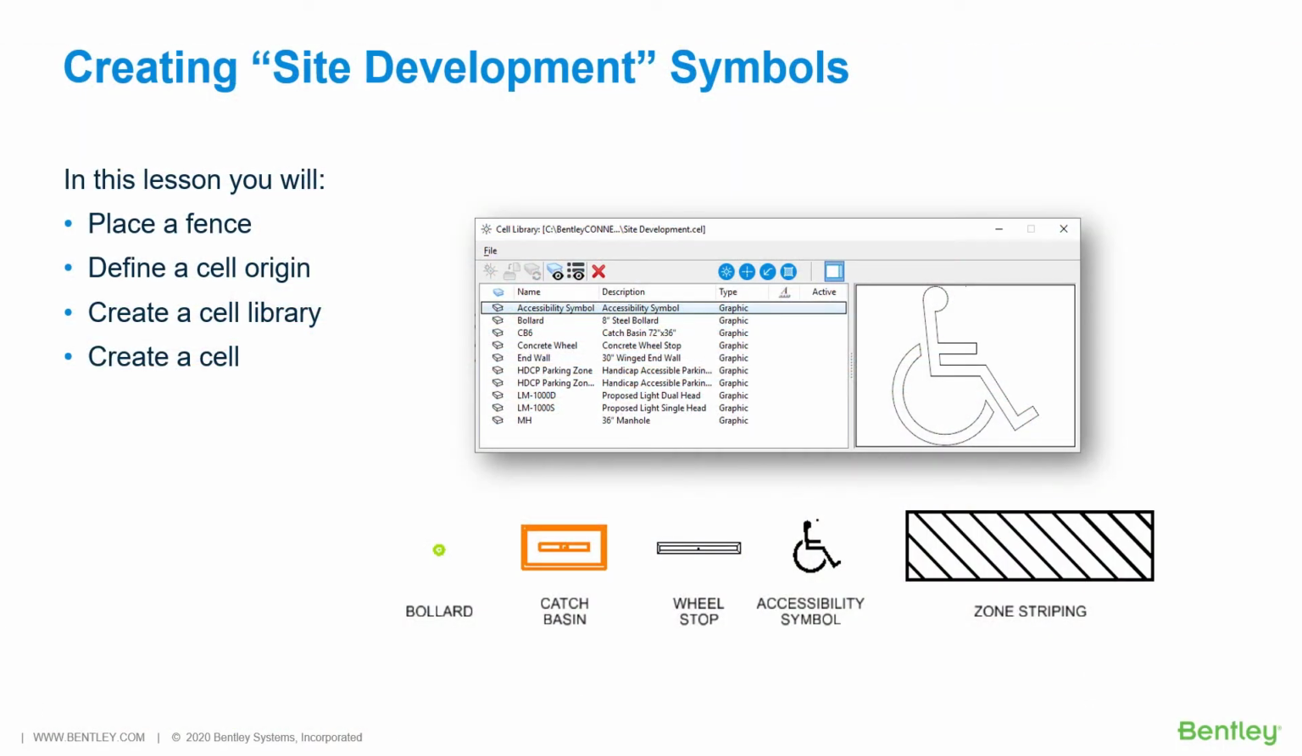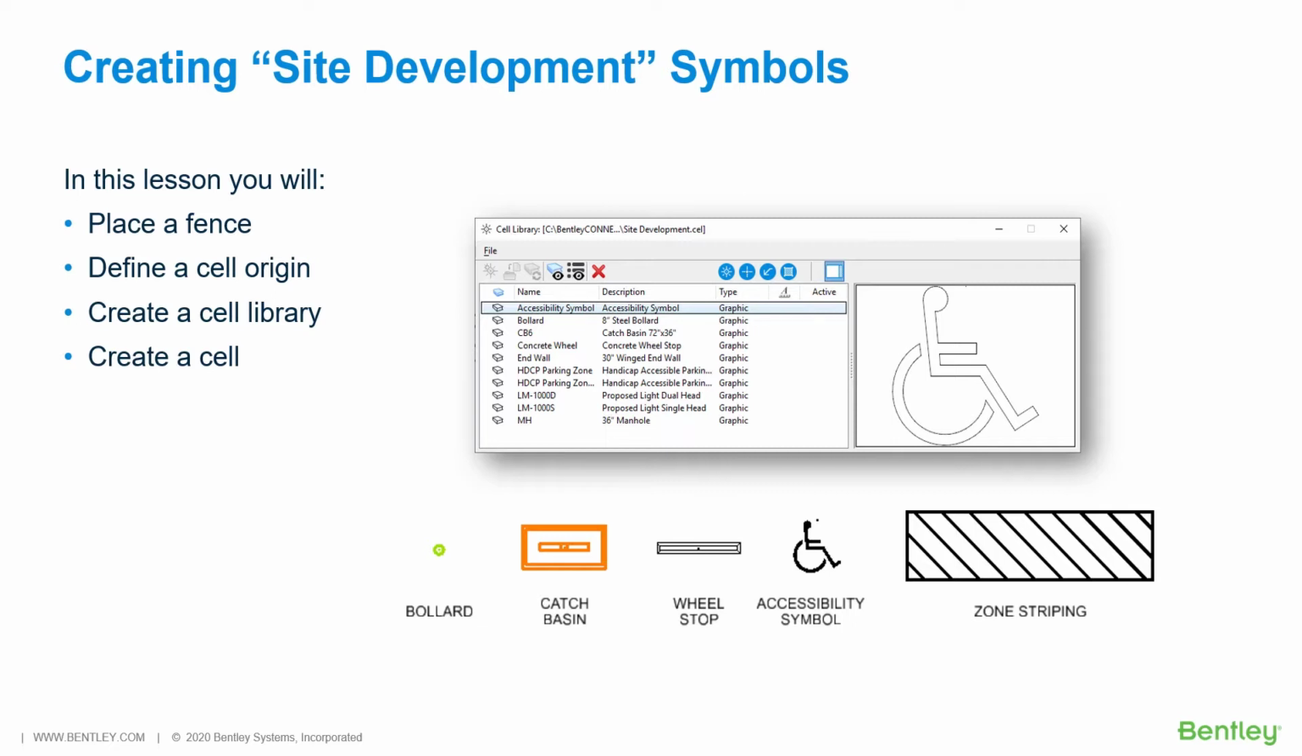Creating site development symbols. Symbols provide the ability to place objects in your design that may be used to identify specific features without the need to recreate these graphics each time they are used. This increases quality and speeds drawing production while allowing for consistency within and across projects.